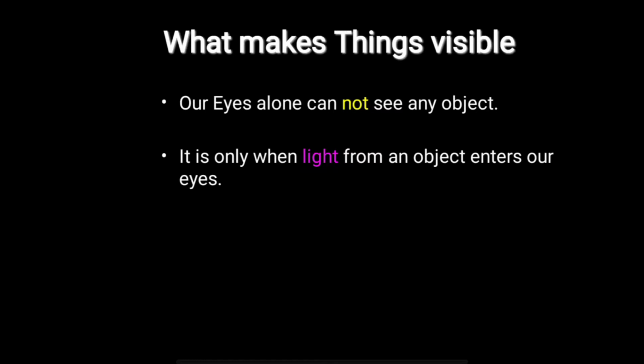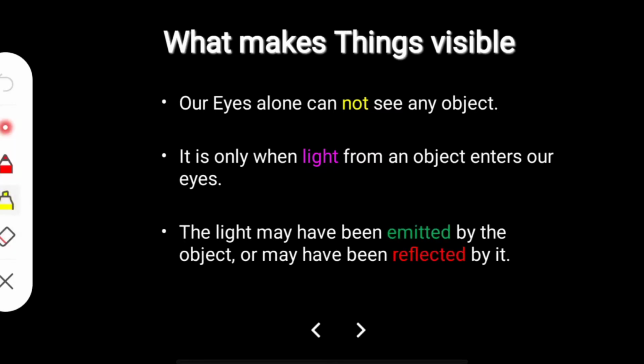जब किसी ऑब्जेक्ट से या तो लाइट एमिट हो या फिर वो लाइट रिफ्लेक्ट करे, अगर ऐसा होता है और उससे लाइट एमिट होकर या रिफ्लेक्ट होकर हमारी आंखों तक पहुंचता है, तभी हम उस ऑब्जेक्ट को देख पाते हैं. See, the light should either be emitted or be reflected from any object so that we can see that object. ठीक है.